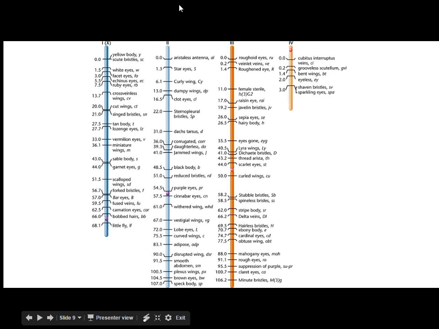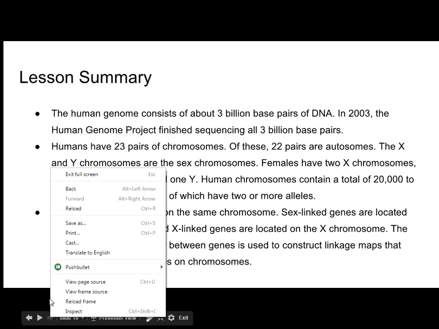Chromosome 2 has these genes in the fruit fly. Here's your centromere. Chromosome 3, there's a centromere. 4 just has a centromere with all the stuff below. 4 is a smaller one. There's some weird ones. Raisin eye, eyeless, sparkling eyes, oh, that's nice, and dumpy wings. That sounds bad.